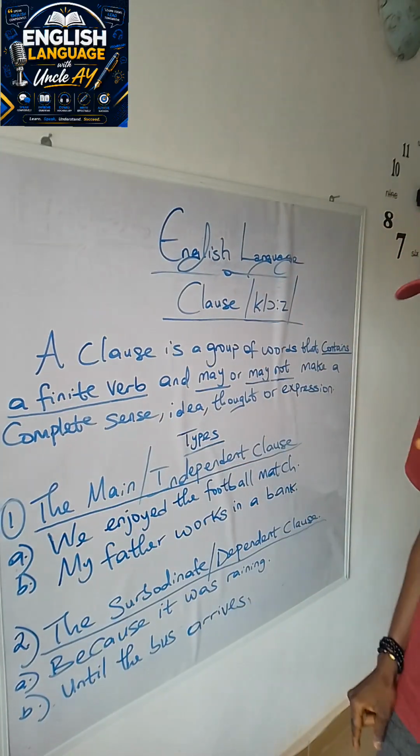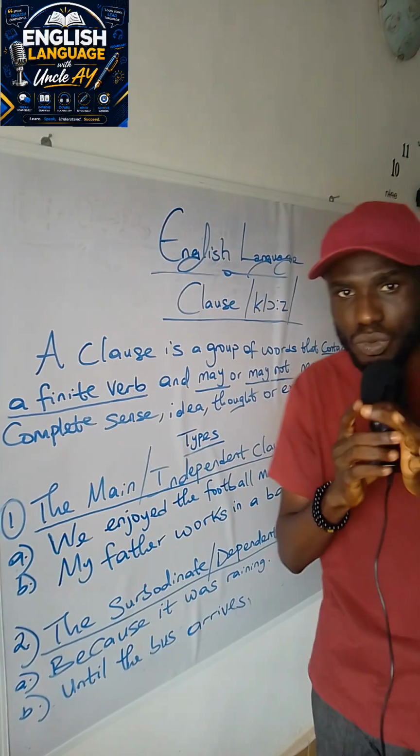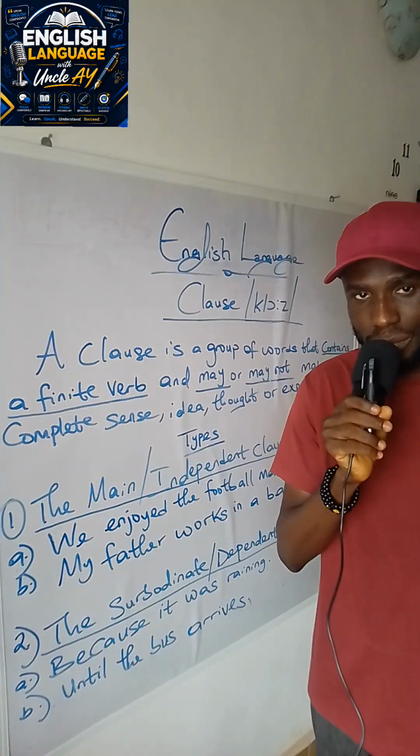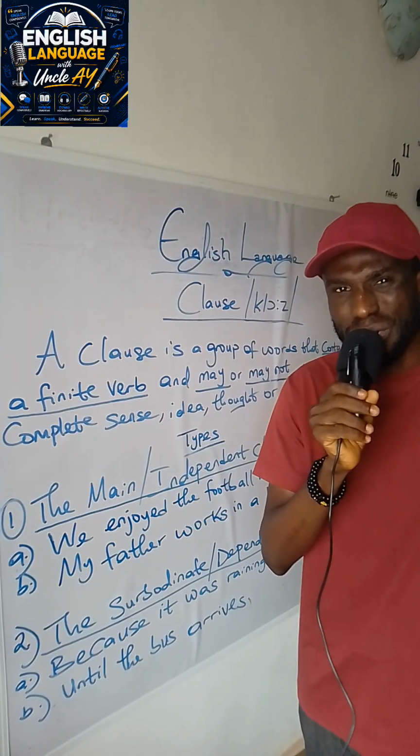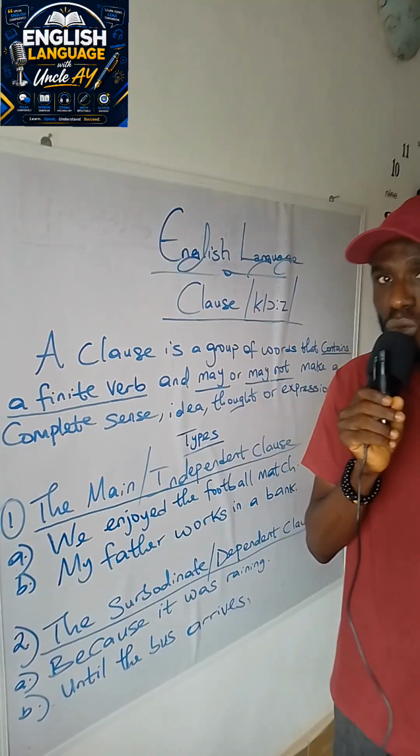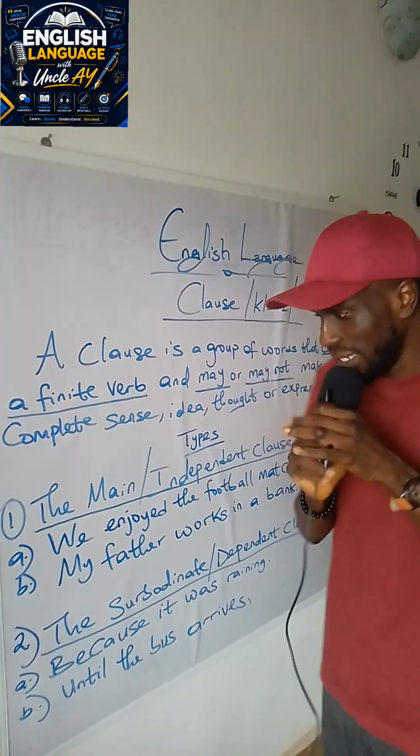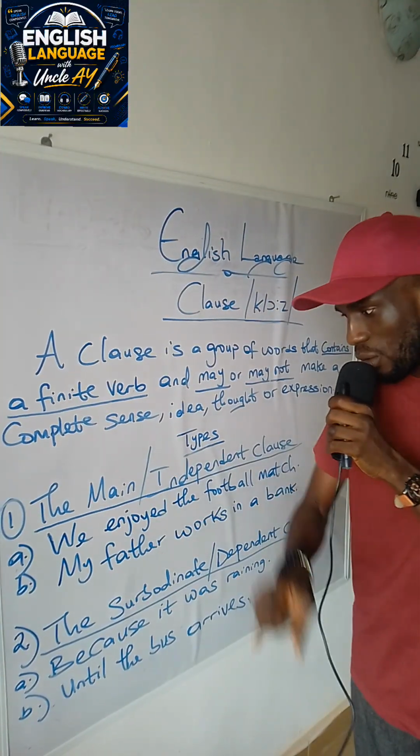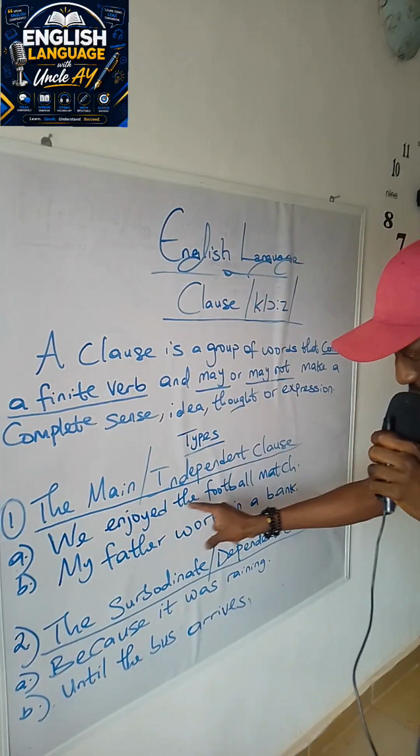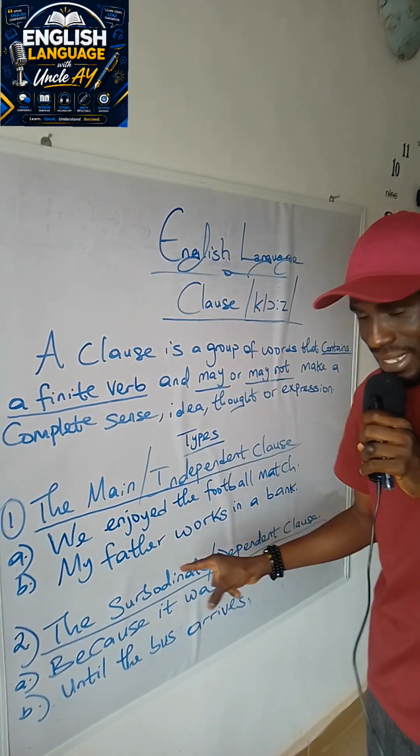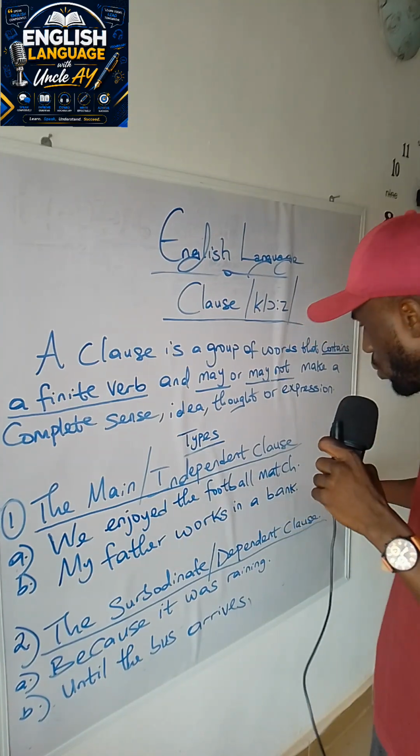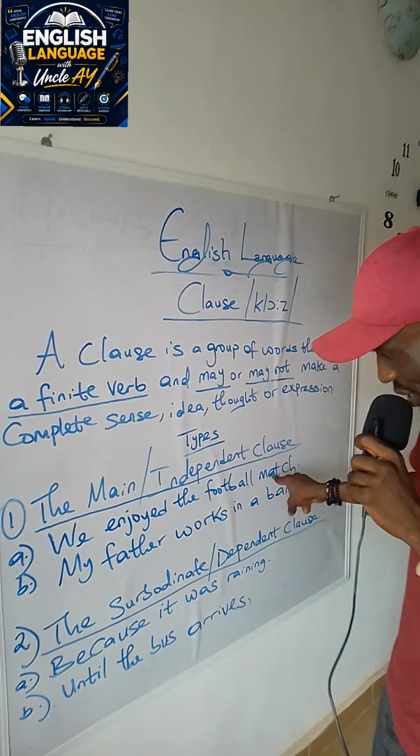And for the main clause, these are clauses that are able to stand on their own. Yes, they possess a finite verb, they are able to stand on their own, and they make a comprehensive expression such that whoever reads or listens is able to understand without any hassles. So if you look at the sentence before us, number 1 says, we enjoyed the football match. There's a finite verb in this sentence, which is enjoyed. You can see that the sentence itself is very straightforward. We enjoyed the football match.